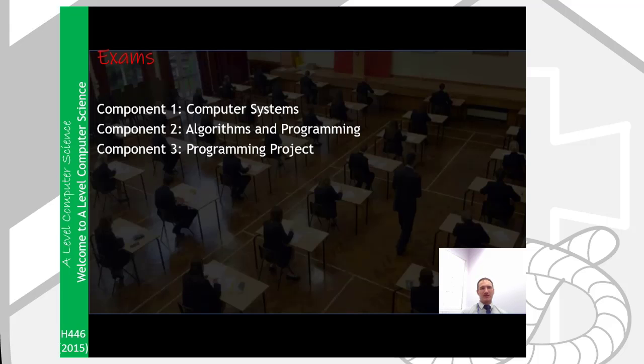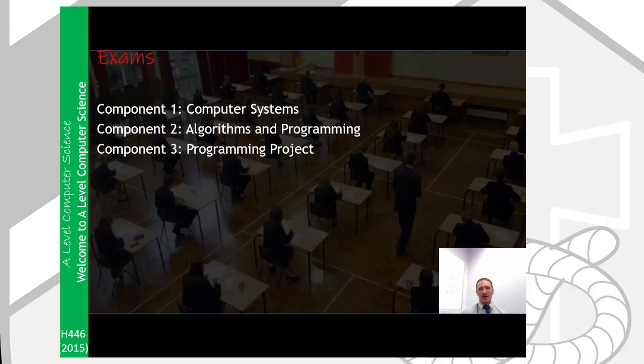The course is split into 3 parts, and all 3 components are assessed and graded. The first part is computer systems. This is looking at your general knowledge about computing. The second part, component 2, is algorithms and programming. So you know about a bubble sort, but how's the bubble sort programmed? What are the advantages of a bubble sort? What are the disadvantages? And obviously they will assess your programming skills as well.